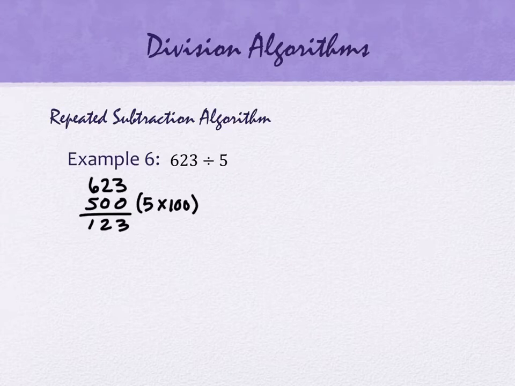Sometimes I don't have people write down 5 times 100. They just write down 100, that they multiplied by 100. That's fine. Now, I can't subtract 500 anymore. Why not? Yeah, it would be negative. It's too big, right? But I can subtract a 5 followed by a 0, namely the number 50. So what would 123 minus 50 be?